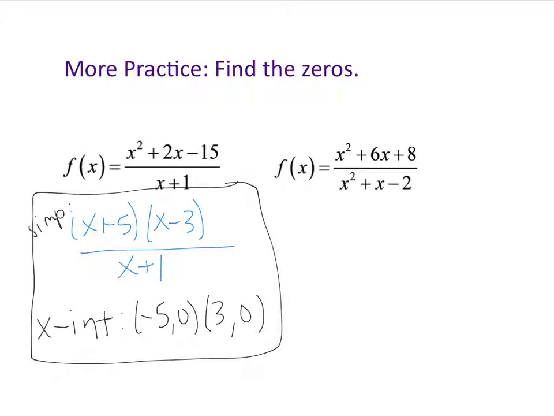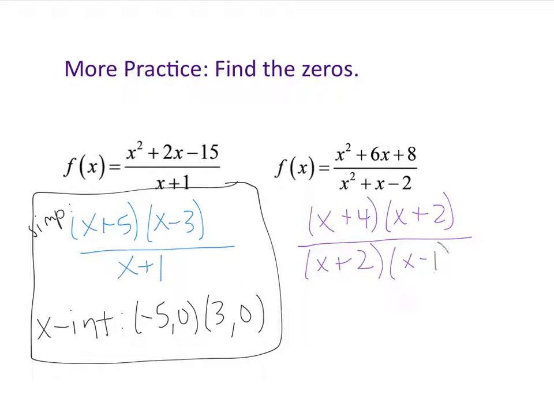F of x equals x squared plus 6x plus 8 over x squared plus x minus 2. Again, step 1 is to factor. So factors of 8 that when added together give me 6 are 4 and 2. And then on the denominator, factors of negative 2 that when added together give me 1 are positive 2 and negative 1. Okay, so now we need to simplify before we find the x-intercepts.